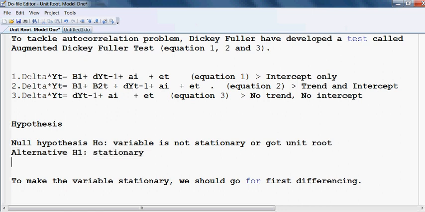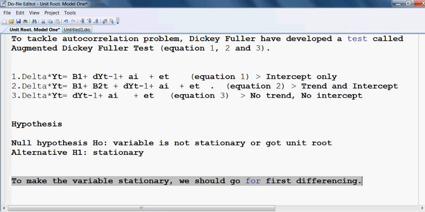Normally, to make the variable stationary, we should go for the first differencing method. Normally when we convert a variable into first difference, then that particular variable becomes stationary. That normally happens, but not always.